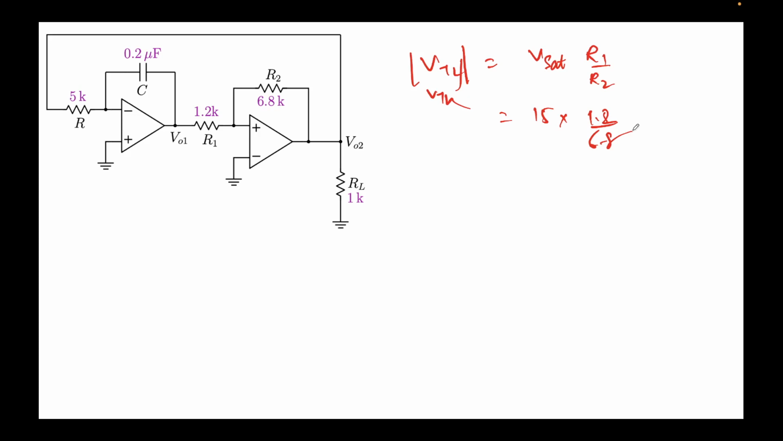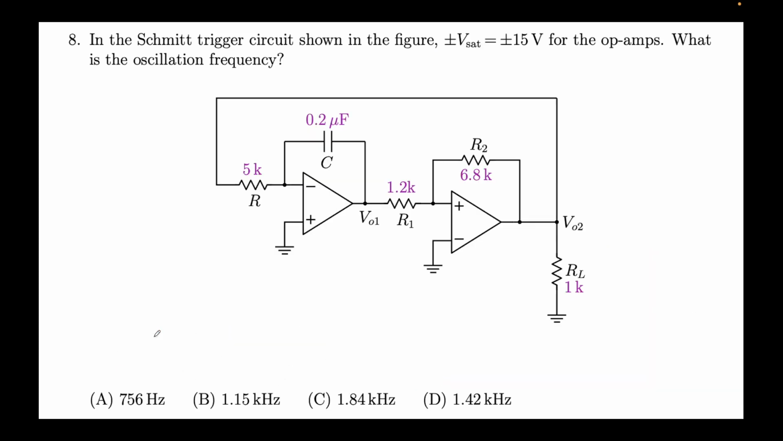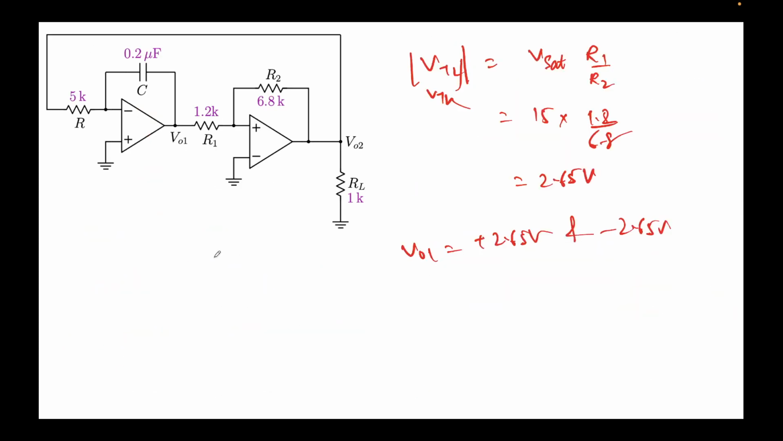Divide by 6.8, this comes out to be 2.65, which we saw in the previous problem. Actually this was plus minus 2.65 volts. So the switching will happen when v01 is 2.65 volts and at minus 2.65 volts. So what this means is that this value maximum is 2.65 and this value minimum is minus 2.65. Now I'll apply the same analysis. Okay, what do I mean by that?